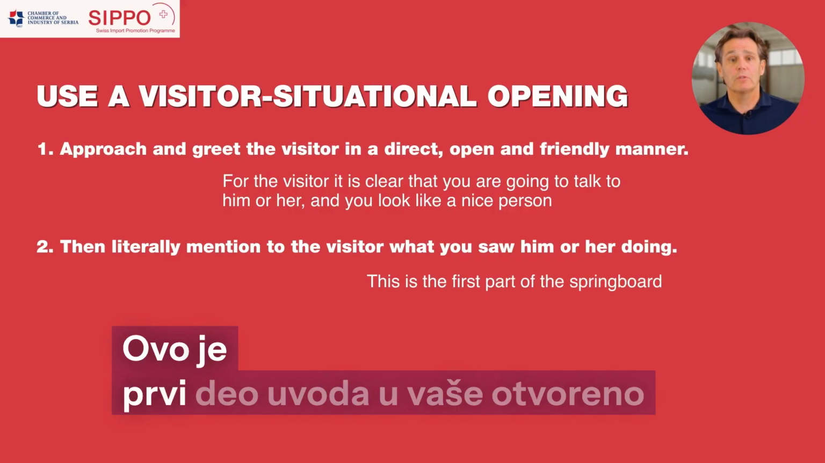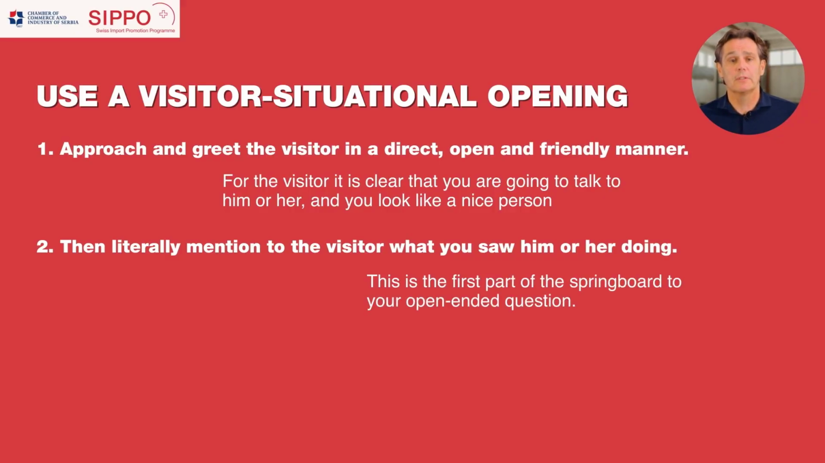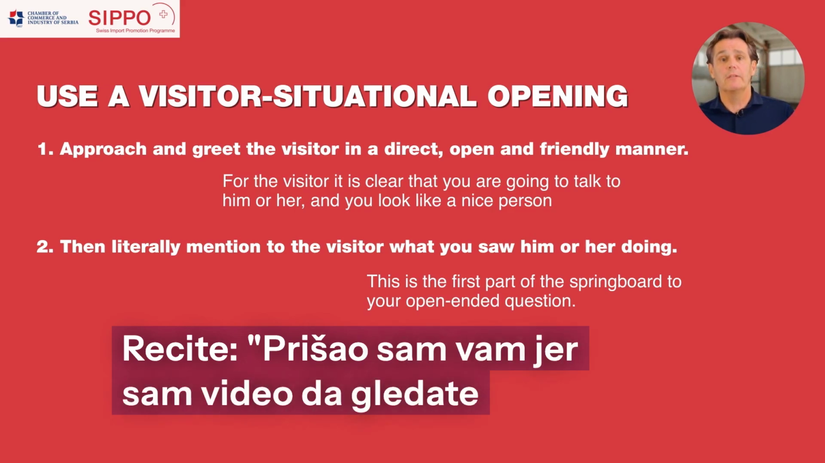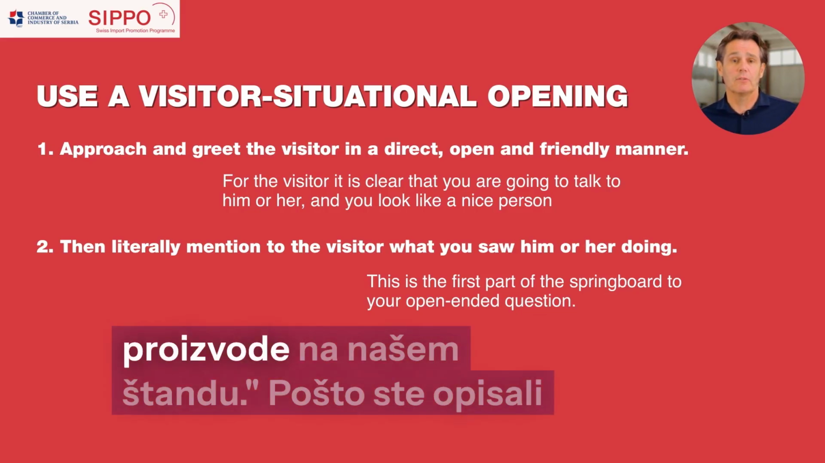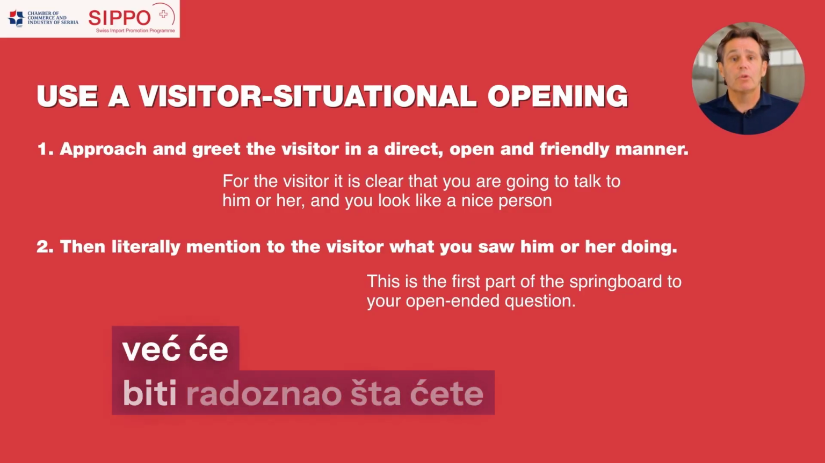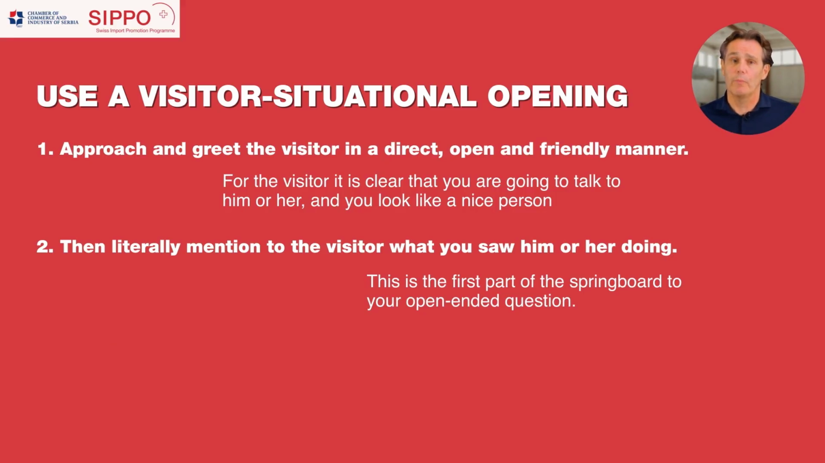And this is the first part of the springboard to your open-ended question. For instance, say, "The reason that I'm approaching you is that I saw you walking in the aisle and noticed you were looking at the products in our stand." As you literally have stated what the visitor was doing and you are thus talking about him or her personally, the visitor will instinctively not object to what you're going to say or to you as a person, but rather would be curious to hear what will be the next thing that you're going to say to him or her.